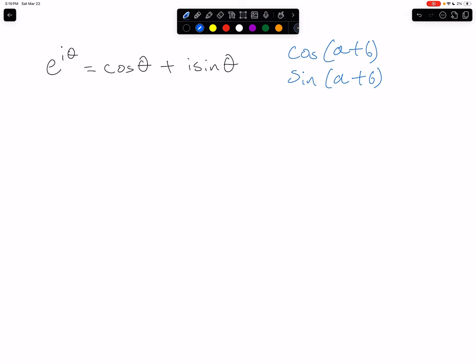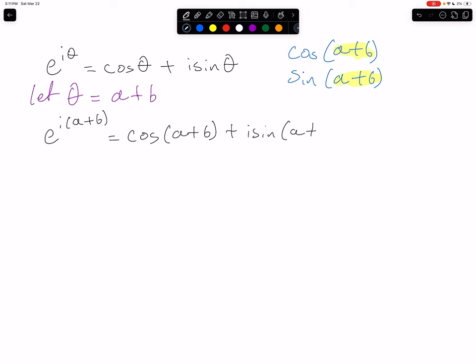Okay, so let's toy around a little bit with the idea of a plus b being in the argument here for both sine and cosine. So let's let theta equal a plus b. Let's try that. Let's see what happens. If we let theta equal a plus b, let's just substitute that in. e to the i times theta, which is just a plus b, don't forget parentheses, equals cosine of a plus b plus i sine of a plus b.